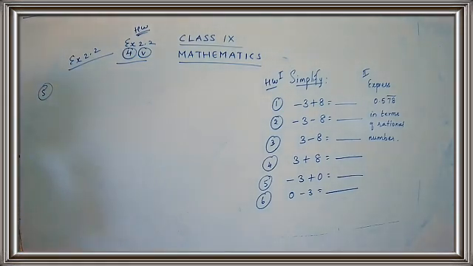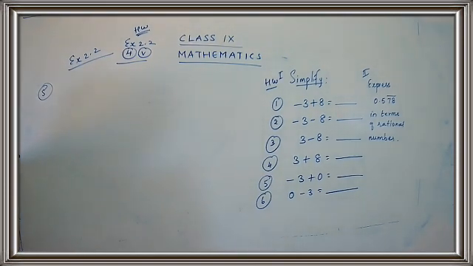Without actual division, find which of the following rational numbers have terminating decimal expansion. So we are going to check whether the rational number is a terminating decimal expansion without division. We are not going to divide, okay? We are just going to try a new method to find out whether the answer is going to be a terminating decimal expansion or not.